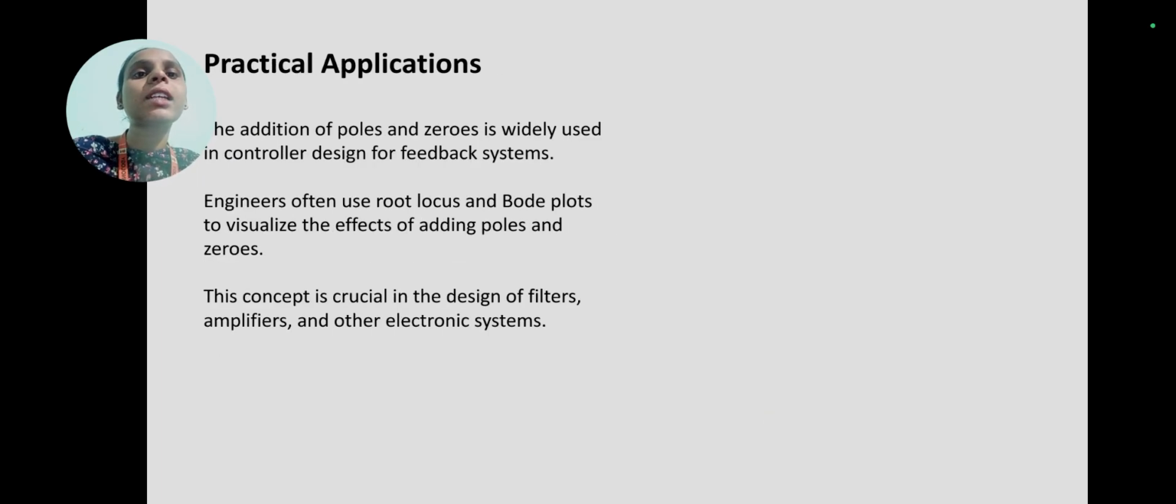Practical applications. The addition of poles and zeros is widely used in controller design for feedback systems. Engineers often use root locus and Bode plots to visualize the effects of adding poles and zeros. This concept is crucial in the design of filters, amplifiers, and other electronic systems.